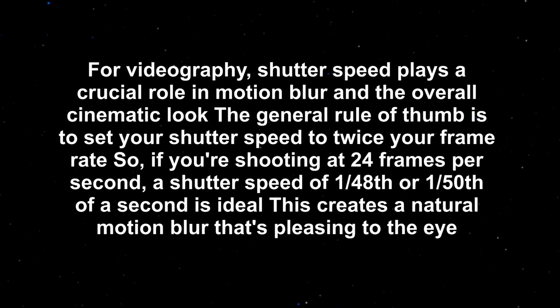For videography, shutter speed plays a crucial role in motion blur and the overall cinematic look. The general rule of thumb is to set your shutter speed to twice your frame rate. So, if you're shooting at 24 frames per second, a shutter speed of 1/48 or 1/50th of a second is ideal. This creates a natural motion blur that's pleasing to the eye.